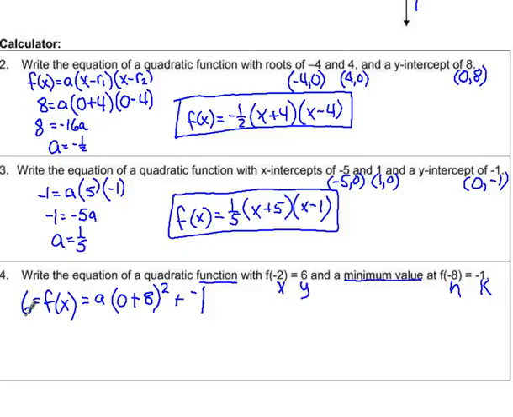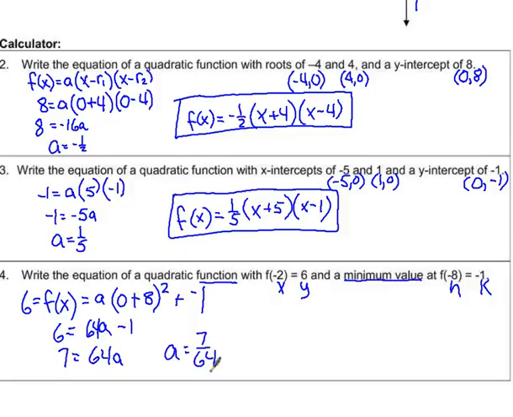All right, so what we have is a times 8 squared. 8 squared is 64, so we have 64a minus 1 is equal to 6. Basic math, we now have 7 is equal to 64a. And what that tells us is our a value is equal to 7 divided by 64.